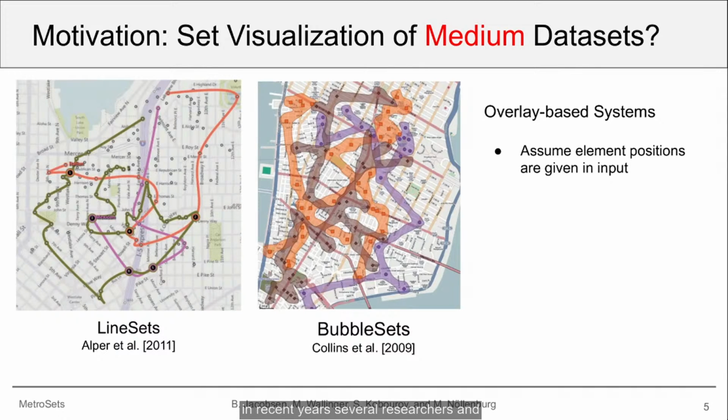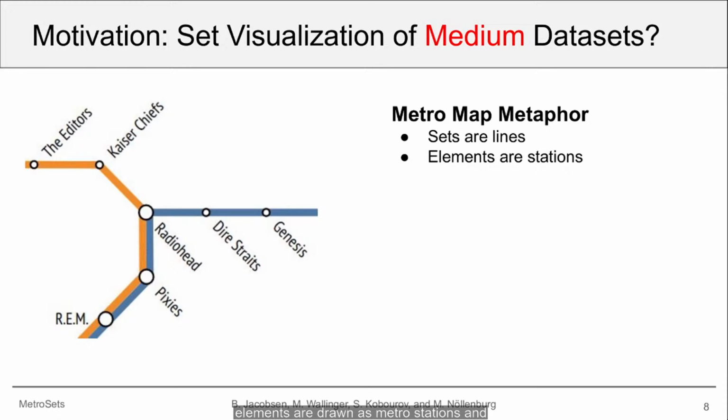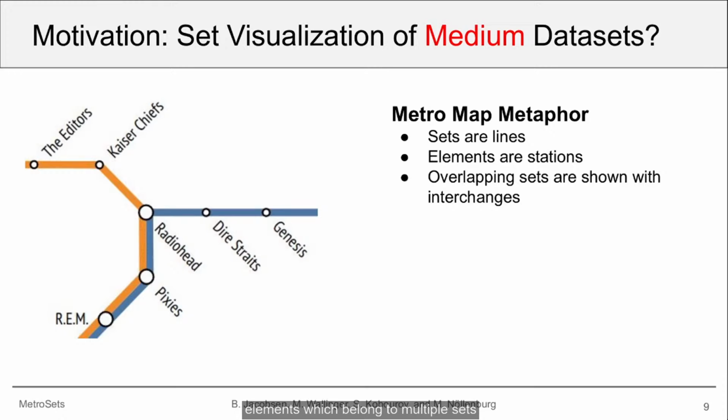In recent years, several researchers and artists have explored visualizing these medium-sized set systems using the metro map metaphor, whereby sets are visualized as metro lines, elements are drawn as metro stations, and elements which belong to multiple sets are drawn as interchanges.